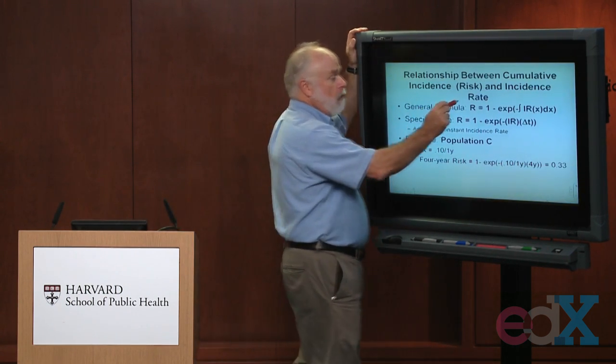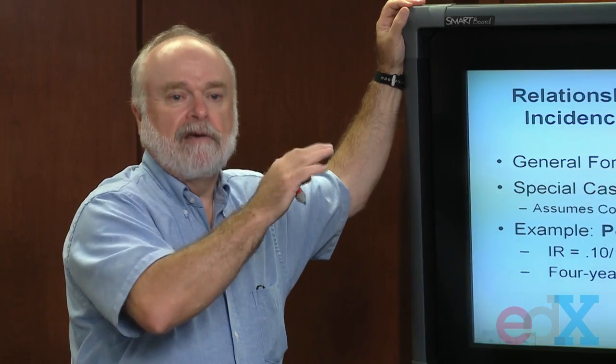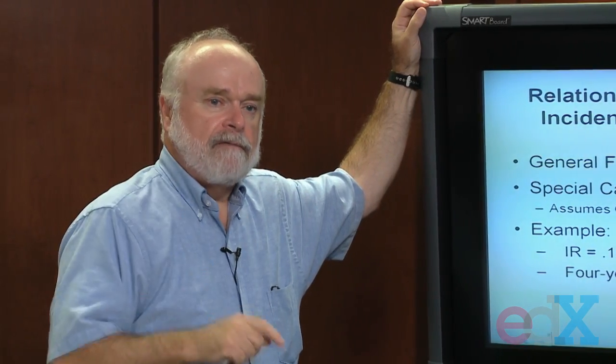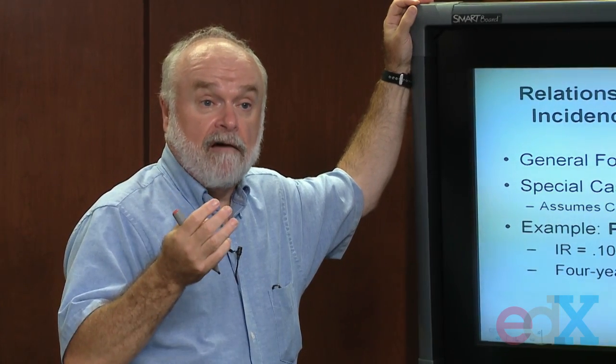What's a better formula to use? Well, here it is in gory detail. This formula comes from survival analysis. It says the person's risk is equal to 1 minus the exponential function of minus some integral of incidence rate measured over time. Calculus is suddenly starting to relive in your memories if you took a course in calculus.